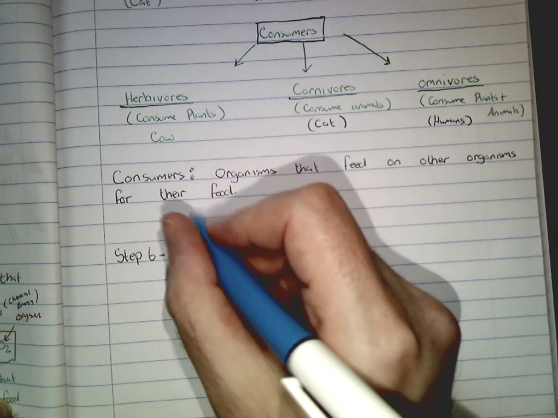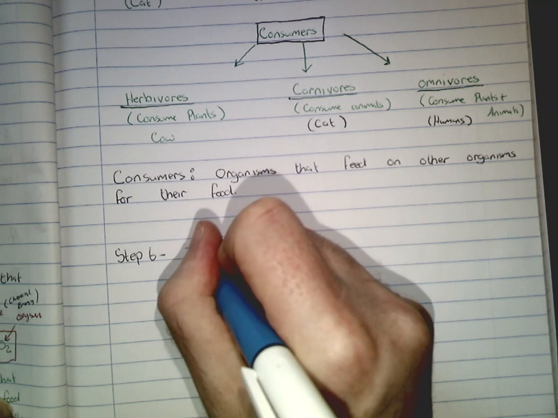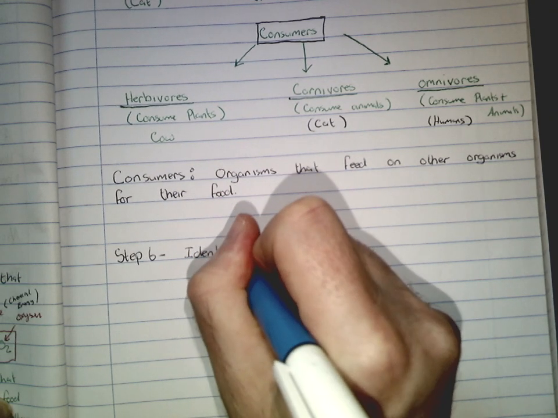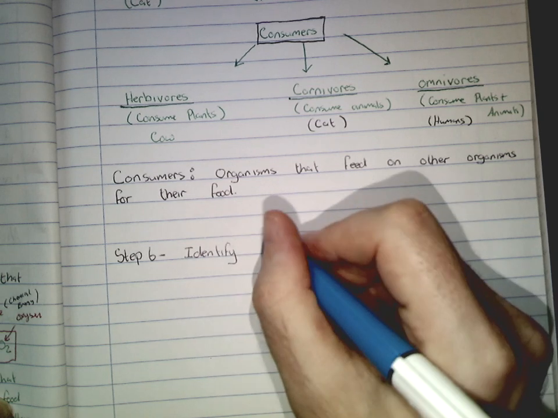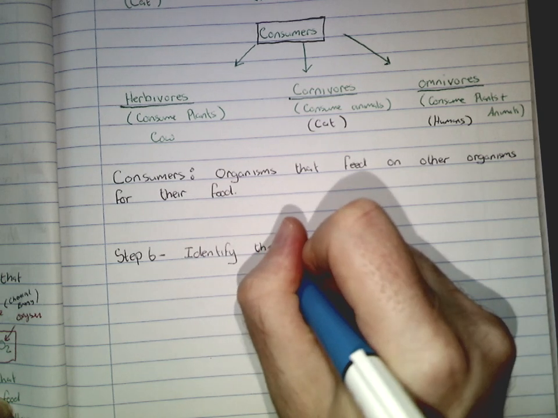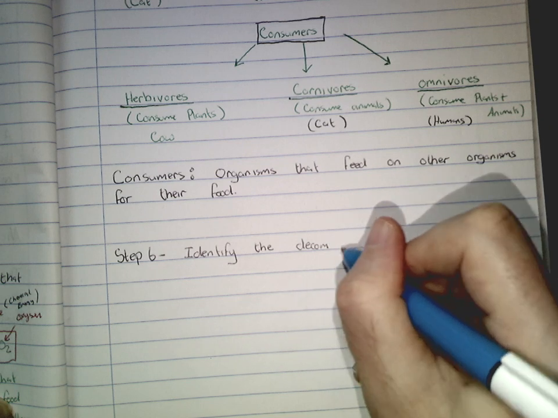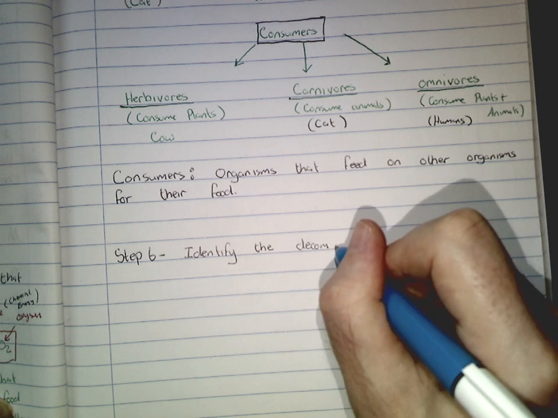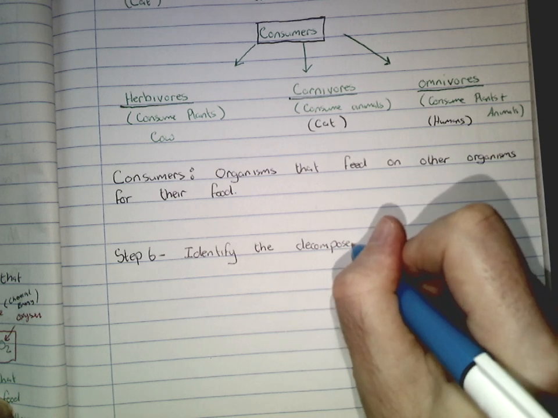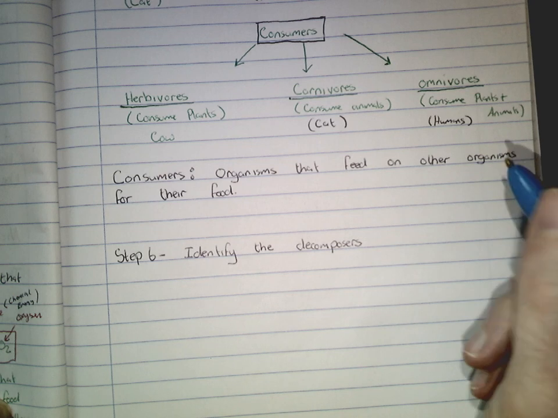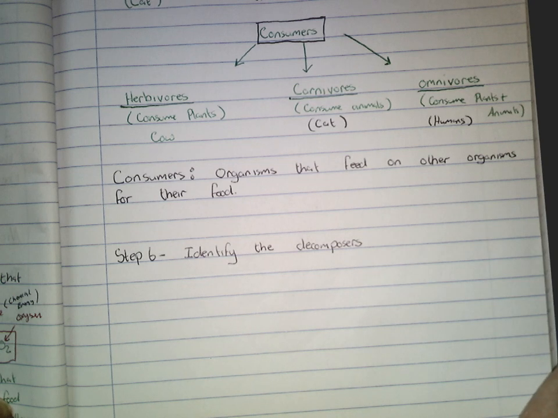And that's you identify the decomposers. So decomposers. If we think of something decomposing, we can think of it breaking down or going off. And that's essentially what it means.